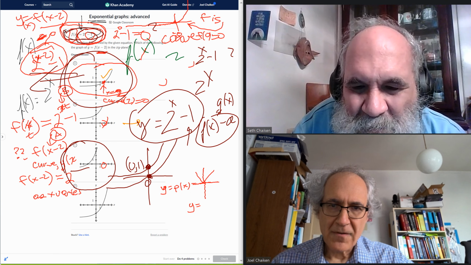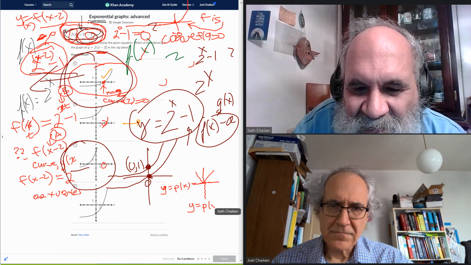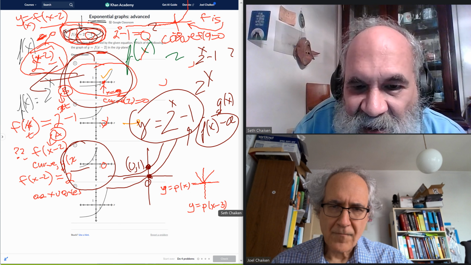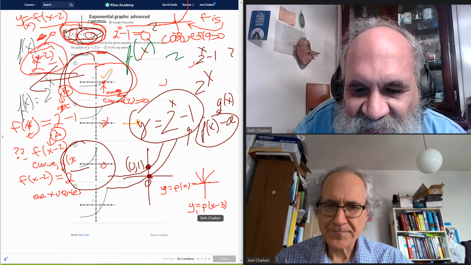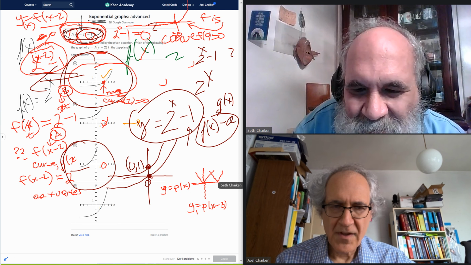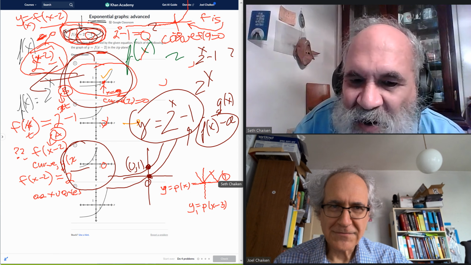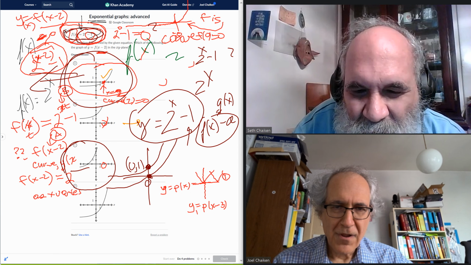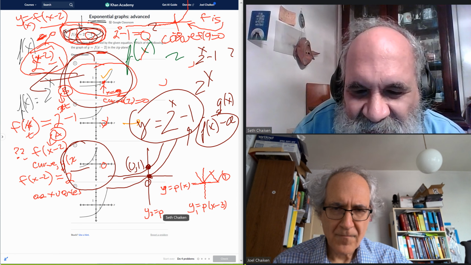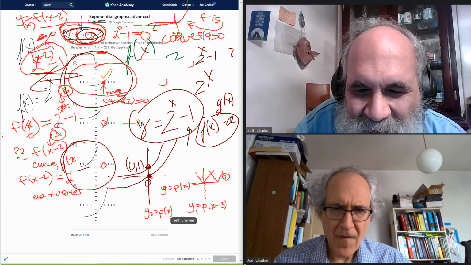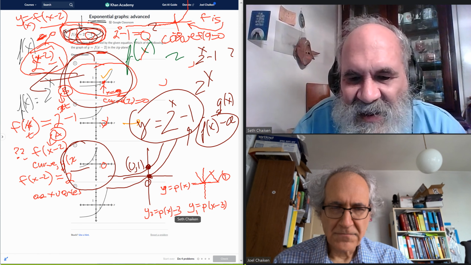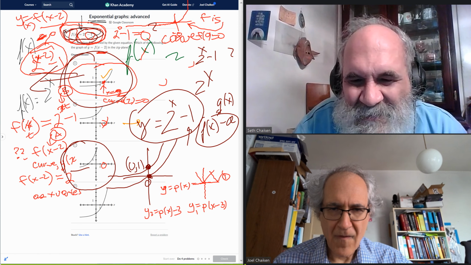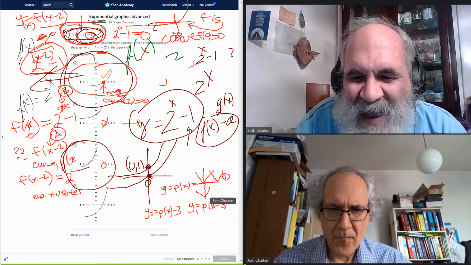If you write this, parent function of x minus 3, it shifts this one, let's call this y1, it shifts it to the right. We already went over that. But what is weird? y2 is the parent function minus 3. The other shift is down.